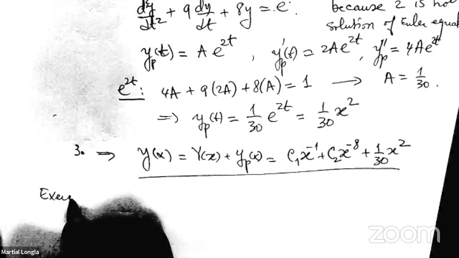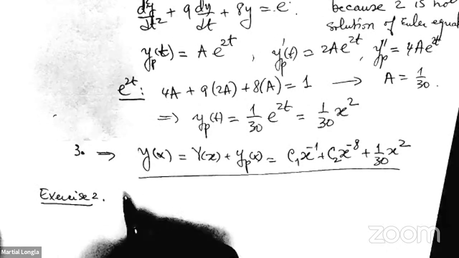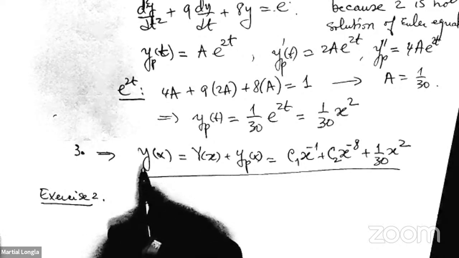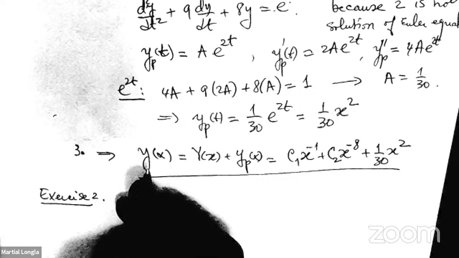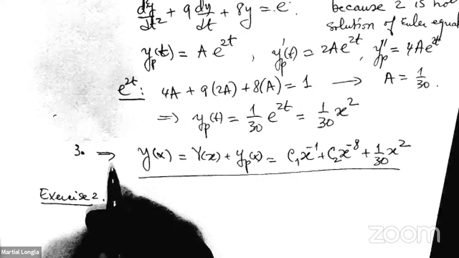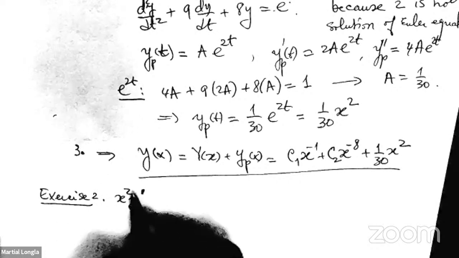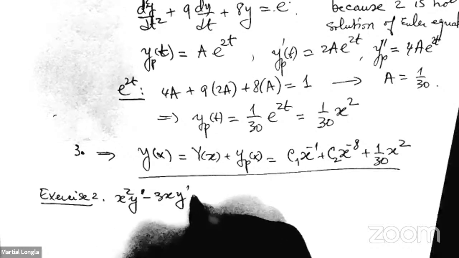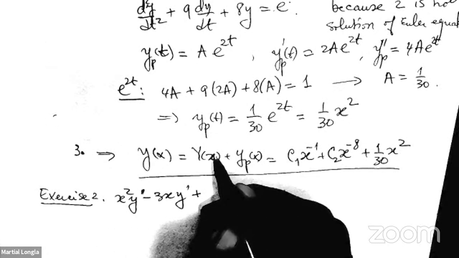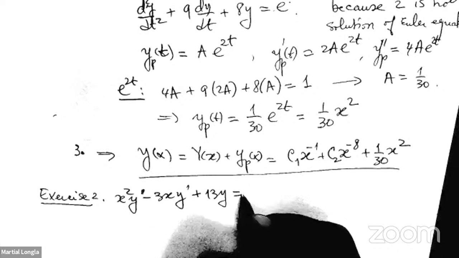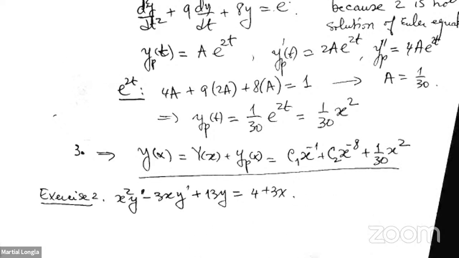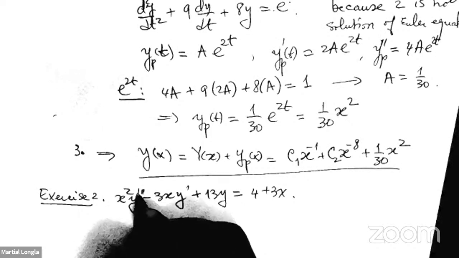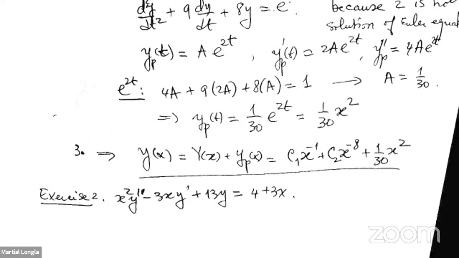Exercise 2. Let's say we have x squared y double prime minus 3x y prime plus 13y equals 4 plus 3x. All right, take a few minutes to work this out, please.